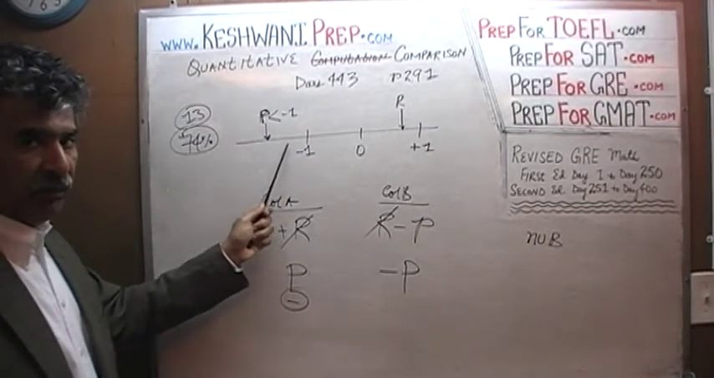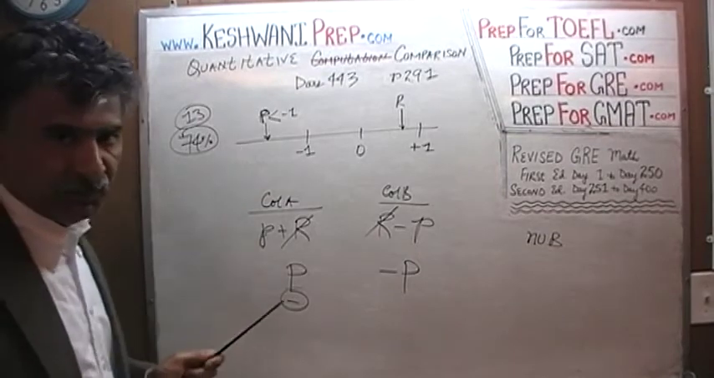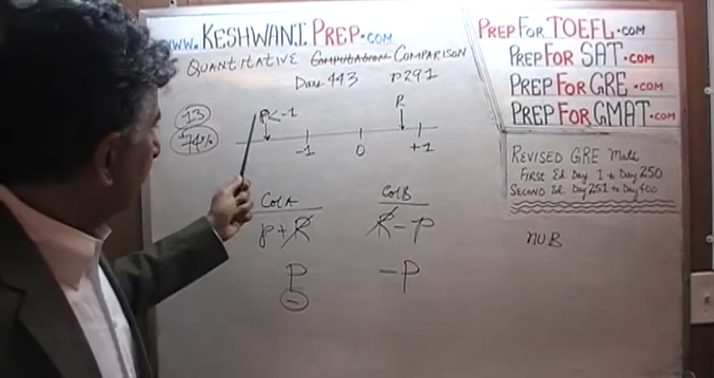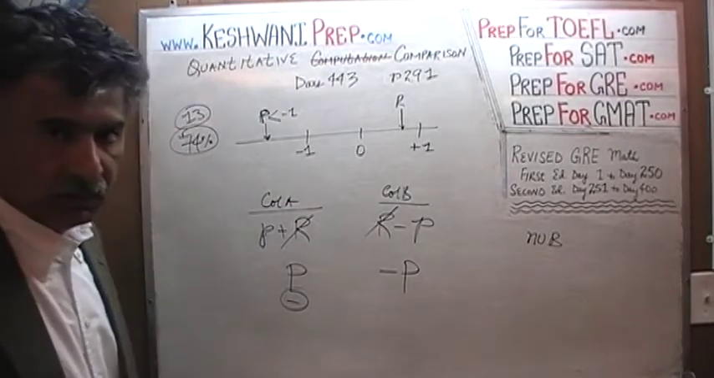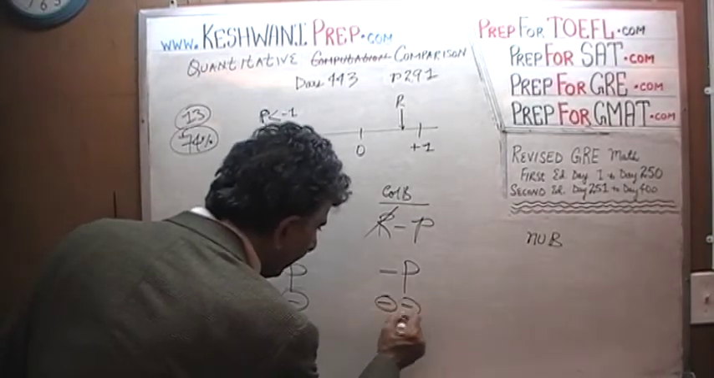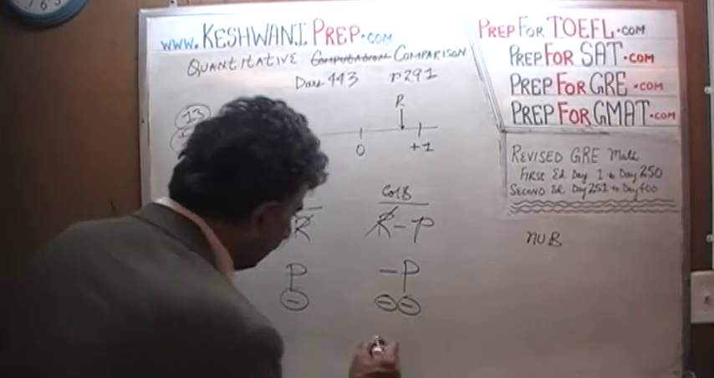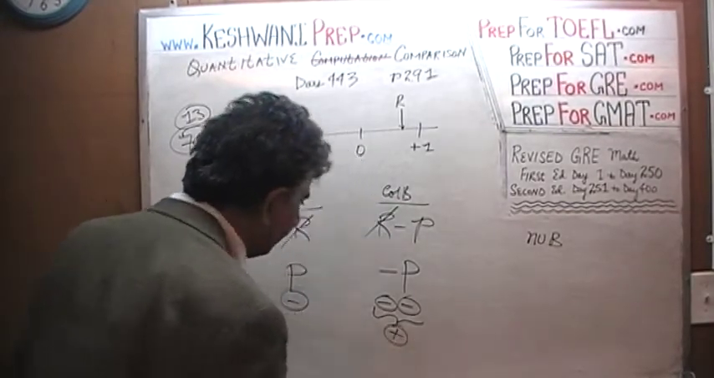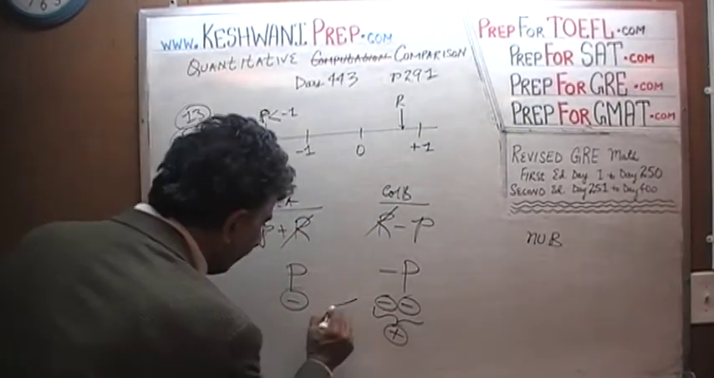We don't need that much information. We just have to realize that P, whatever it is, is a negative quantity. So here we have a negative quantity, and here we have a negative of a negative quantity. Negative of a negative quantity is going to be positive. So positive versus negative, of course the answer is going to be B.